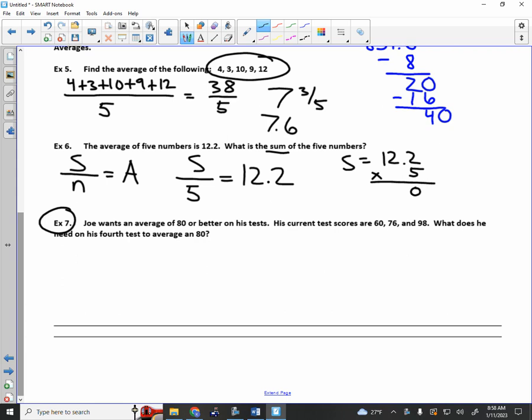5 times 2 is 10. I carry the 1. 5 times 2 is 10. Plus 1 is 11. Carry the 1. 5 times 1 is 5. Plus 1 is 6. Where does the decimal point go? Behind the 1. So 61 is the sum.